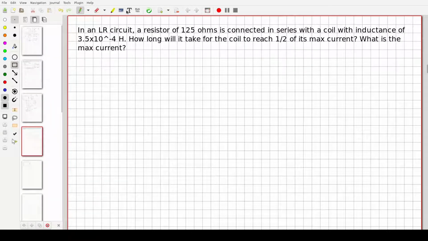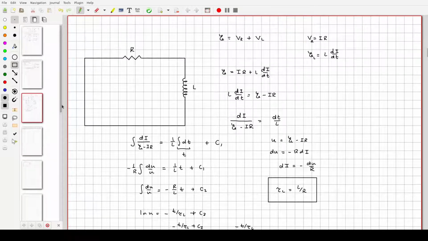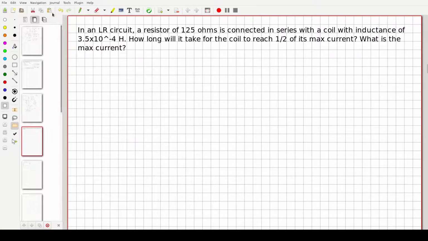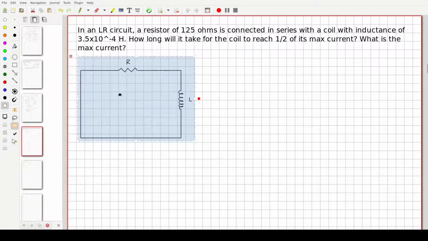So, as an example, we have an LR circuit. Our resistor is 1.25 ohms. It's connected in series with a coil that has an inductance of this. How long will it take for the coil to reach 1/2 of its maximum current? Also, what is the maximum current? Okay, so what I'm going to do is to steal this right here. So this is our circuit.